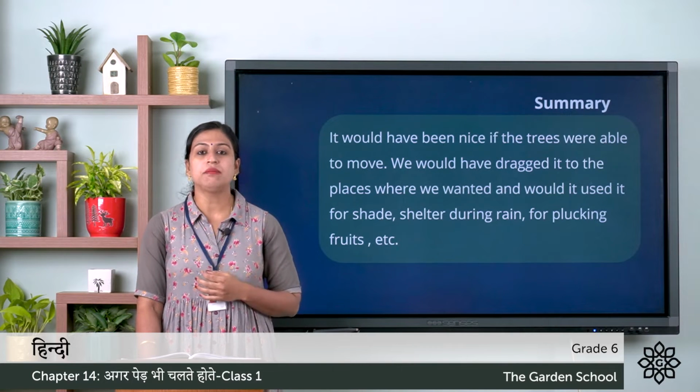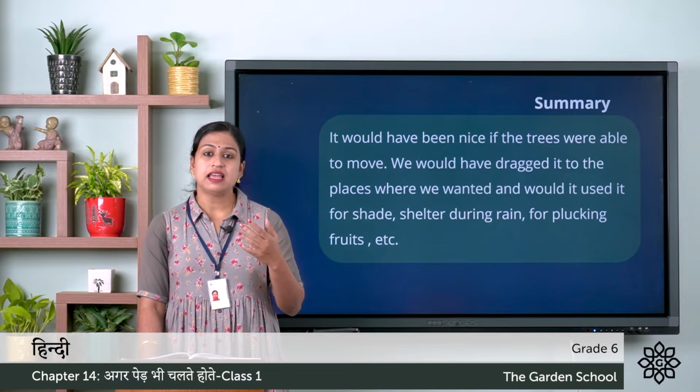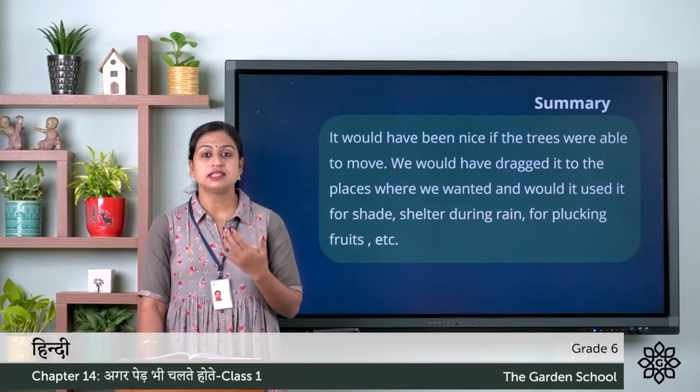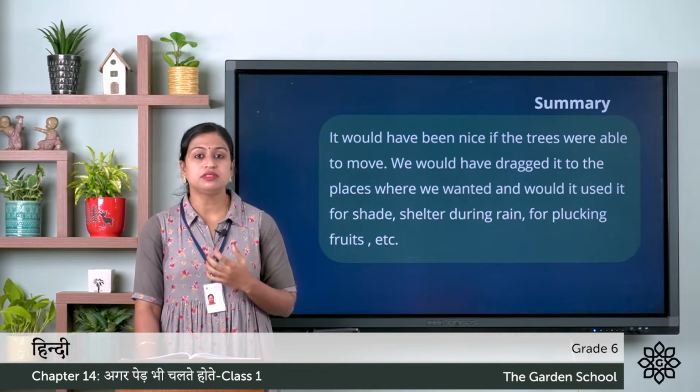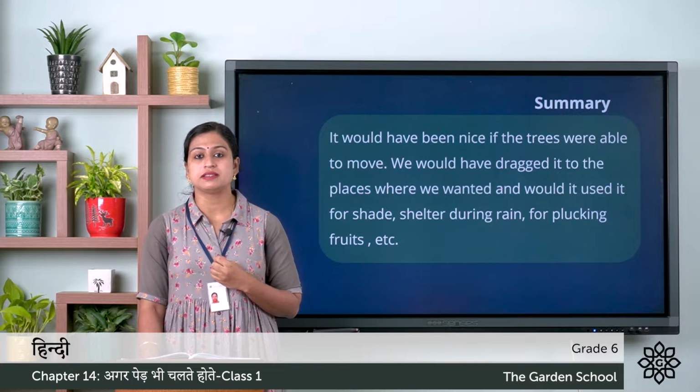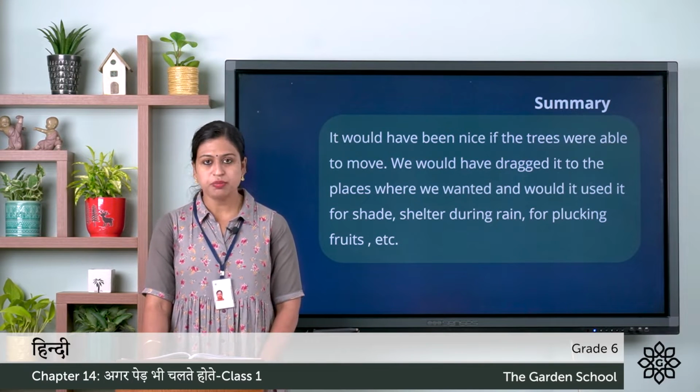So you all know the importance of trees, and it also helps us in various situations like during the rain or when there is too much heat. So we use the trees for different purposes. So let's read this short poem.